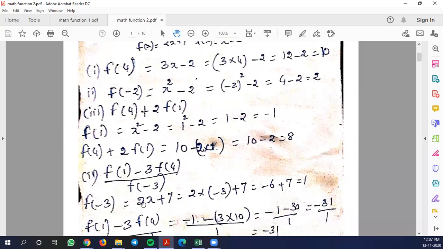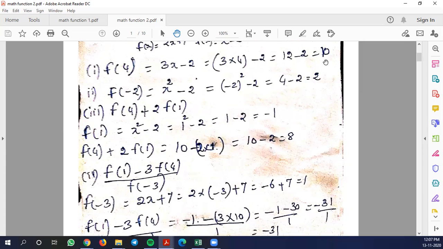Now the sum is f of 1 minus 3 f of 4 by f of minus 3. So what is f of 1? Minus 1. Minus of 3 into what is f of 4? It is f of 4, where?